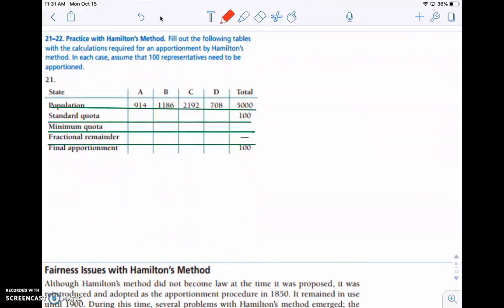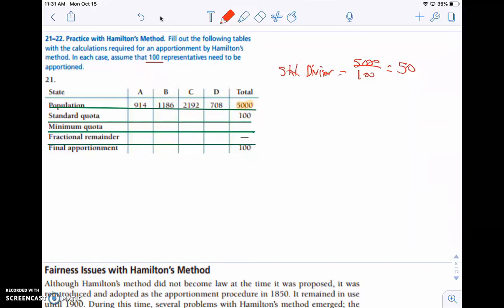So here's a look at how this would work. So if we've got our population of states A, B, C, and D, and sorry, that does say population there. Here's kind of a chart of how you'd break this down. So the population is 5,000 in total, and we have, in this example, 100 representatives. So first we're going to find the standard divisor, which is 5,000 over 100, which is 50. So we got a standard divisor of 50.